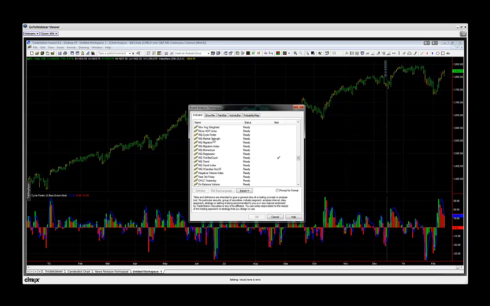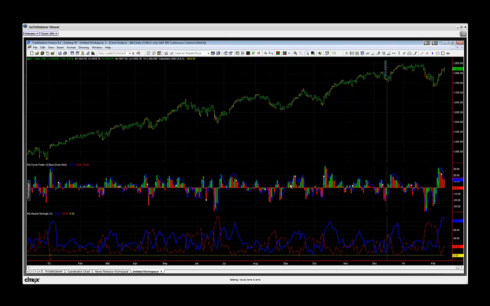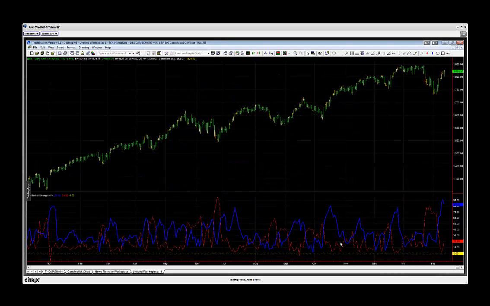Next indicator we're going to look at is the MQ market strength. The MQ market strength is this indicator down here at the bottom with the red and the blue lines. The way this works is this is helping you to tell just how far a market typically moves when it moves up and just how far a market typically moves when it moves down.